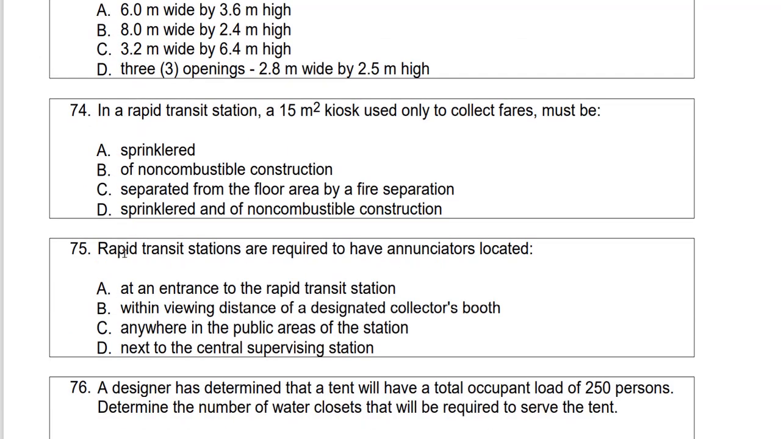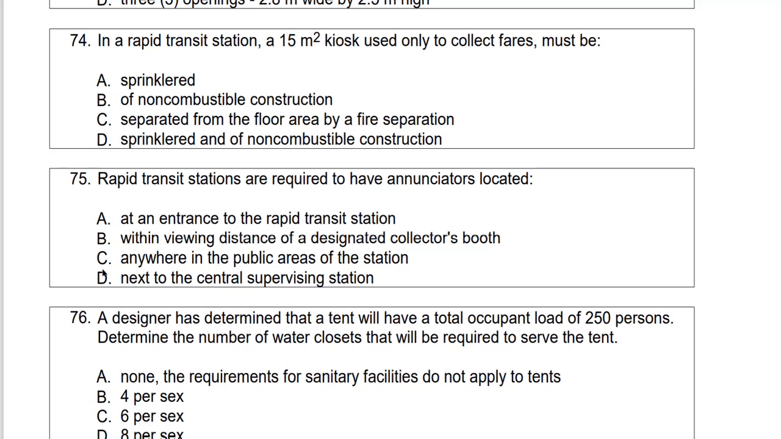Now let's move to question 75. Rapid transit stations are required to have an ancillary located at the entrance of the rapid transit station, and the question goes on.